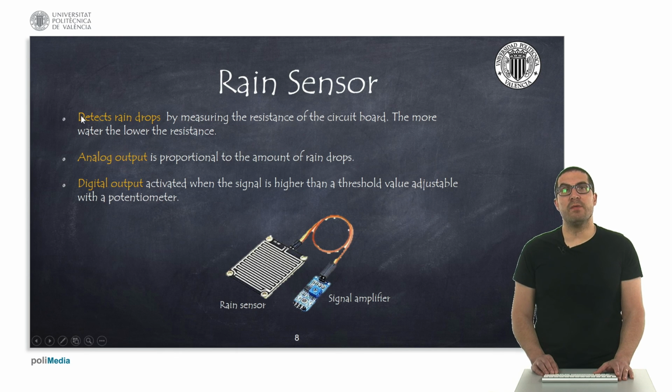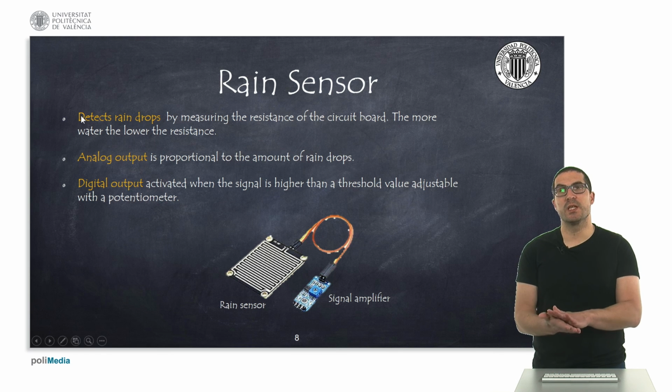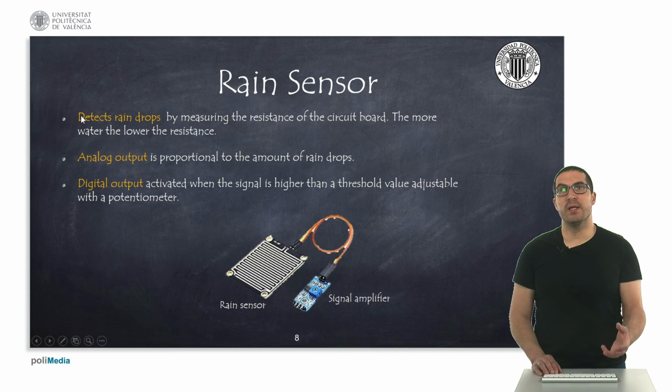So we have also a rain sensor. It is very similar to the previous one. The difference is that we have this panel which is basically providing some kind of short circuit resistance, depending on the amount of rain that you are receiving, and it also provides the analog output and the digital output interface. The analog output is proportional to the amount of raindrops that you're getting with this sensor, and the digital output can be activated or deactivated depending on the potentiometer value.